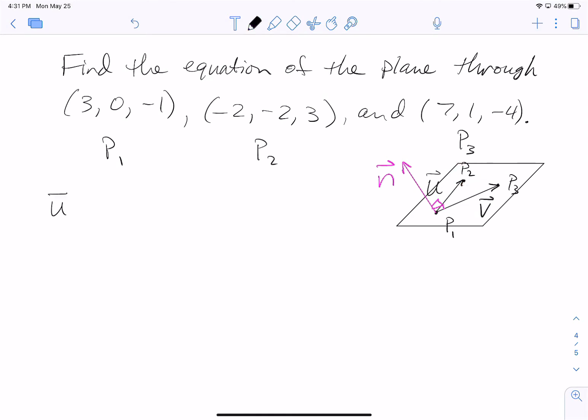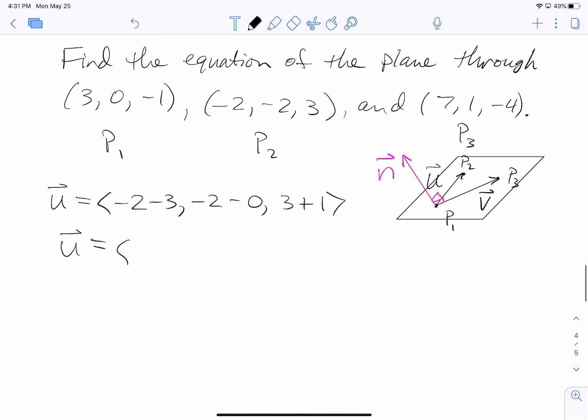In order to form a vector given points, we take the coordinates of the point at the head of the vector, subtract the coordinates of the point at the tail of the vector. In other words, coordinates of P2 minus coordinates of P1. And so we have -2 minus 3, -2 minus 0, and then 3 minus -1. Our vector U is then (-5, -2, 4).